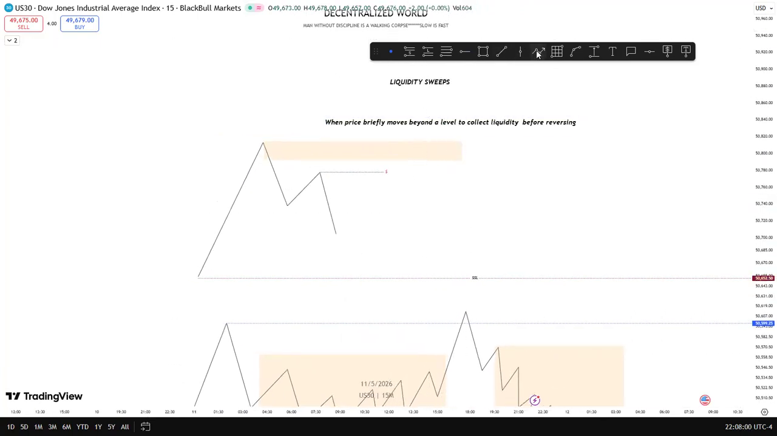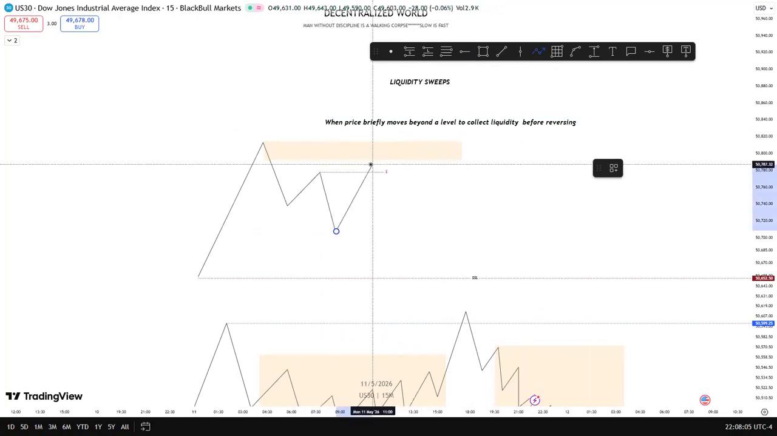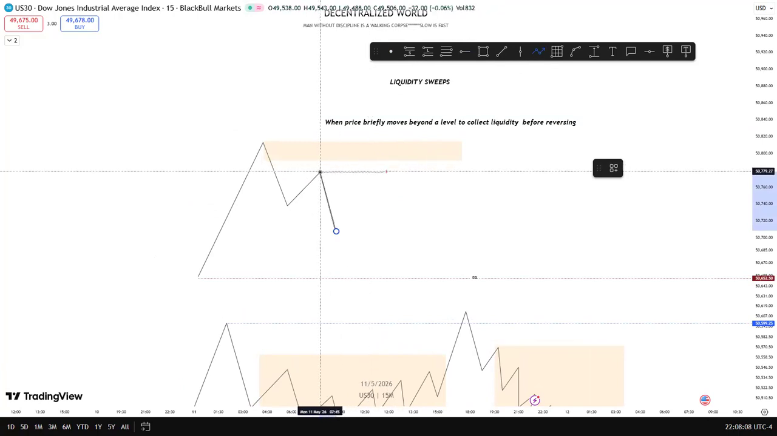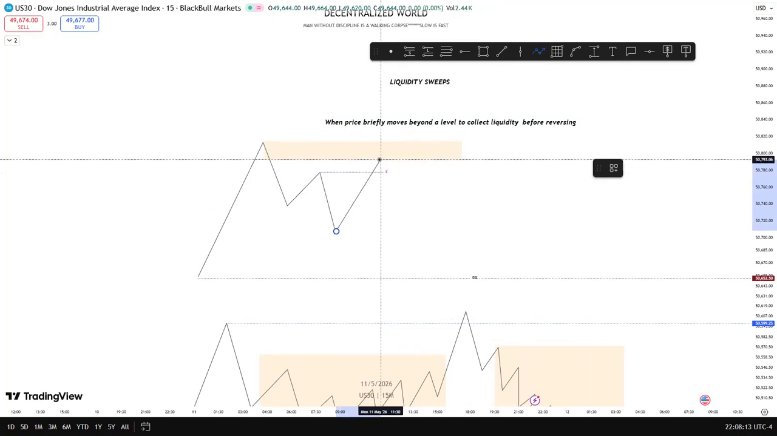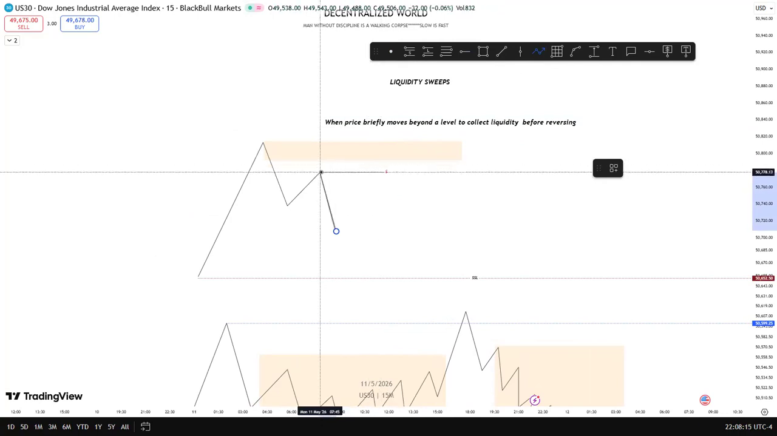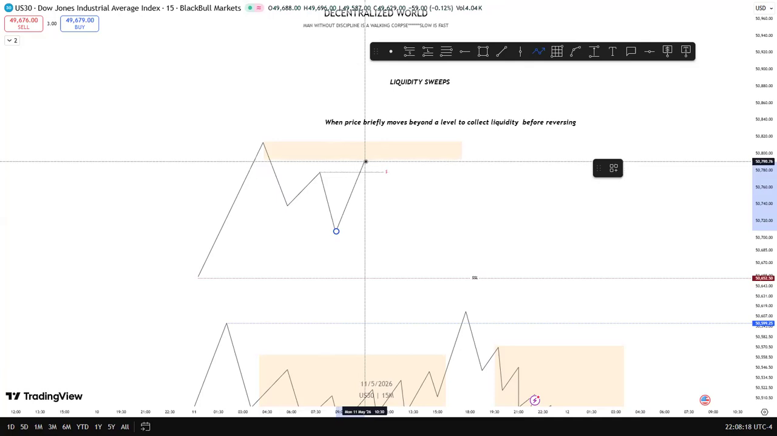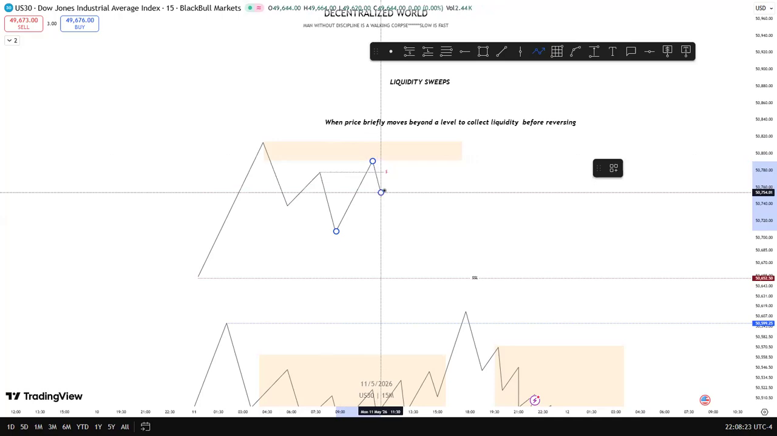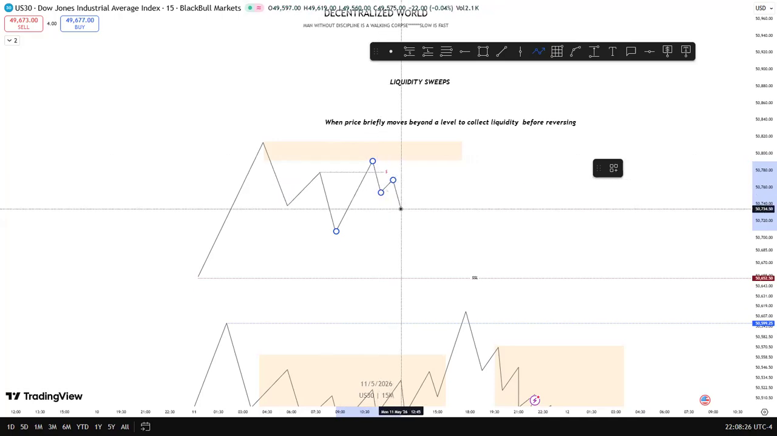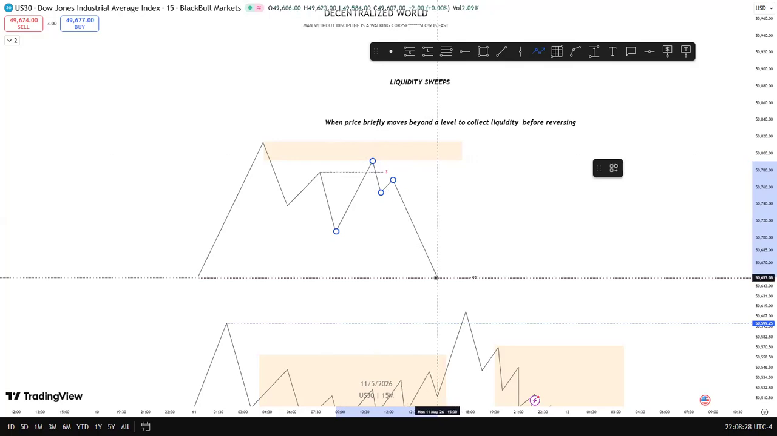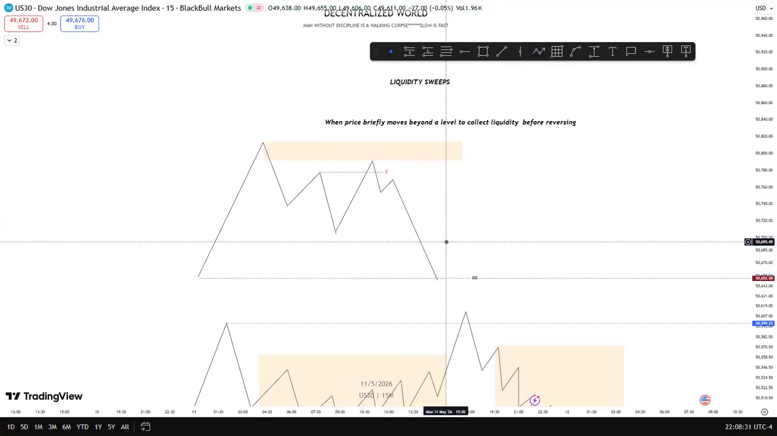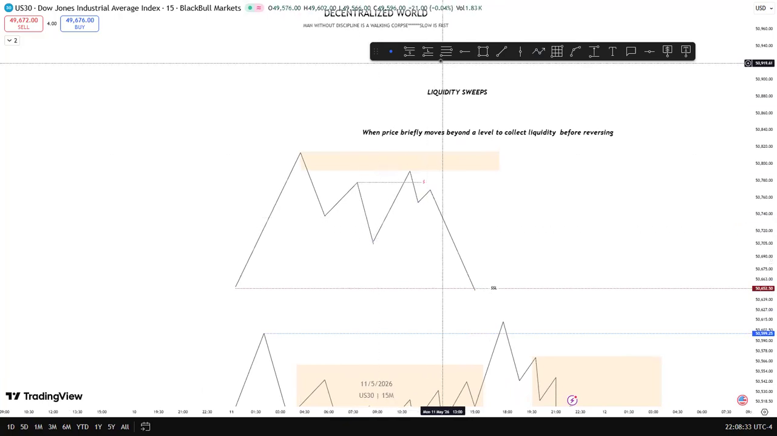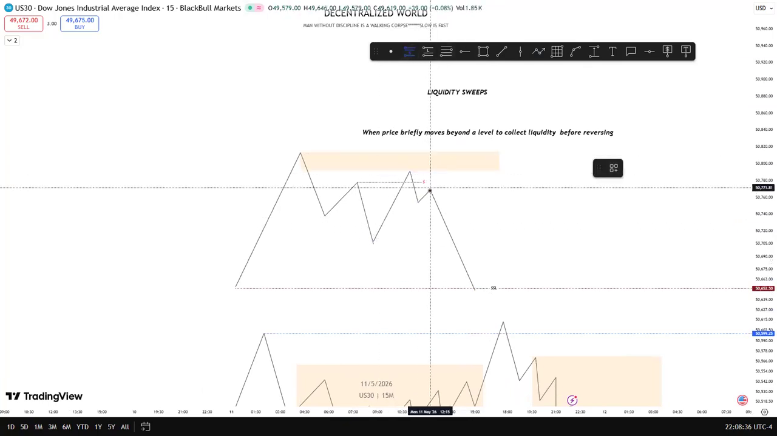So now, for a liquidity sweep to occur, whenever price returns to this internal range liquidity, right, and then collects the liquidity here, when price briefly moves beyond a level to collect liquidity before reversing, a liquidity sweep will then occur. Then price will move to the external. This is typically what price does almost every time.